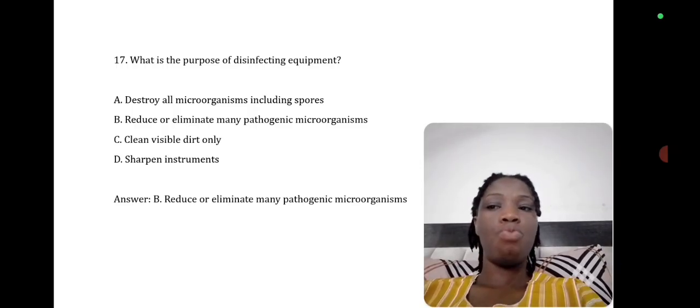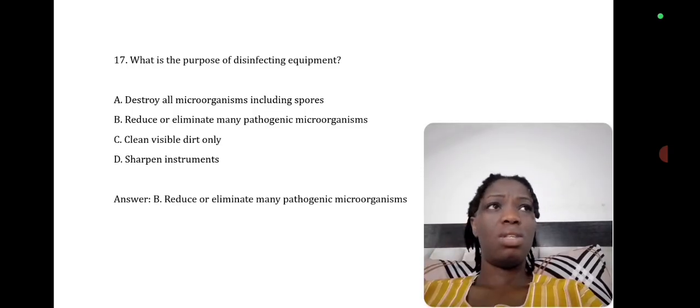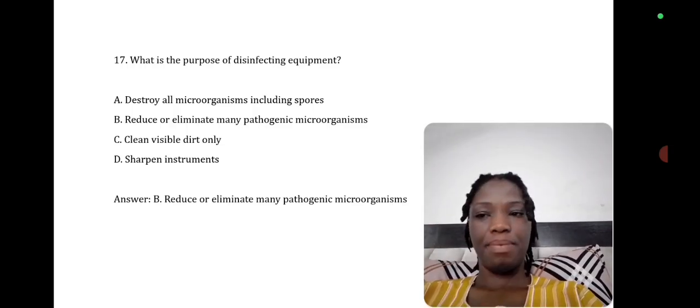If they say autoclaving now, we'll pick A, because it will not just destroy them, it will destroy their spores too. But when they say disinfectant, like using Purit or Dettol, you can reduce it, you can kill some microorganisms themselves, but you cannot kill their spores. So that's why the answer is B, disinfection.